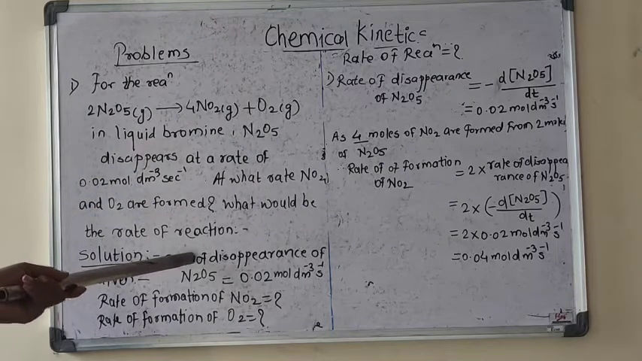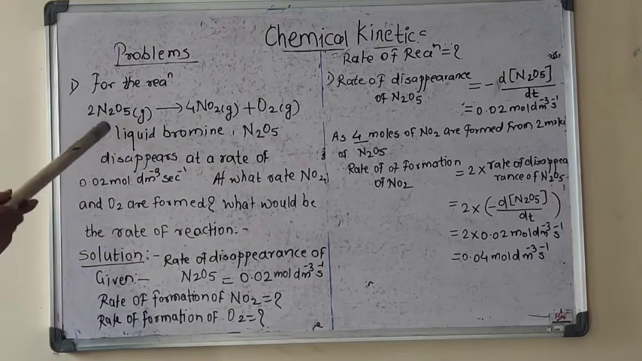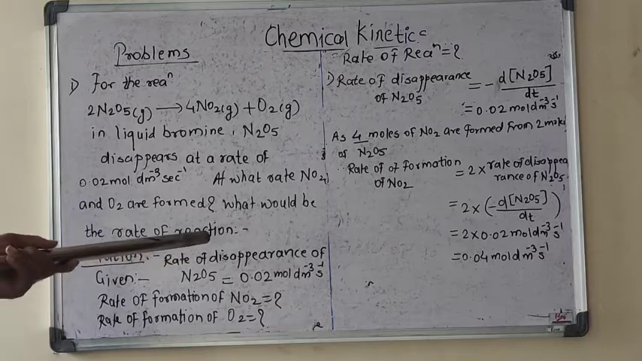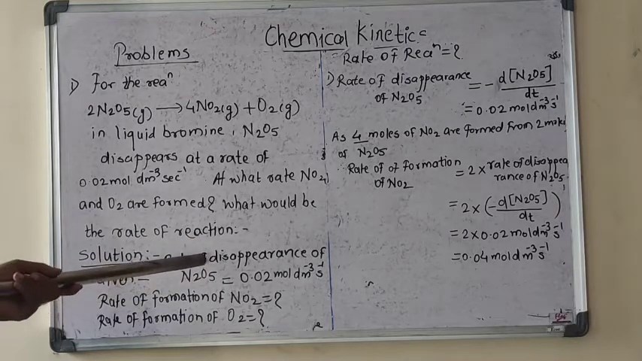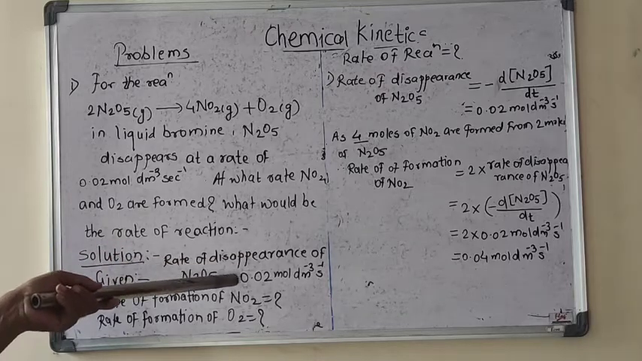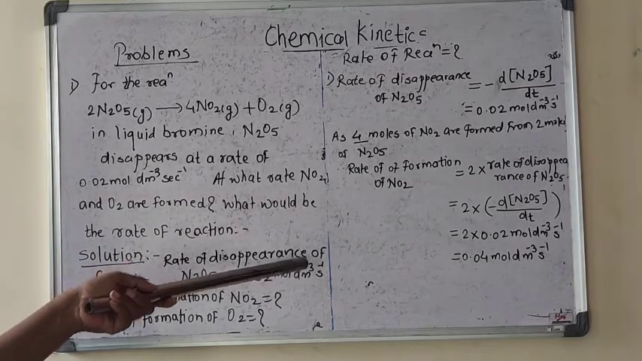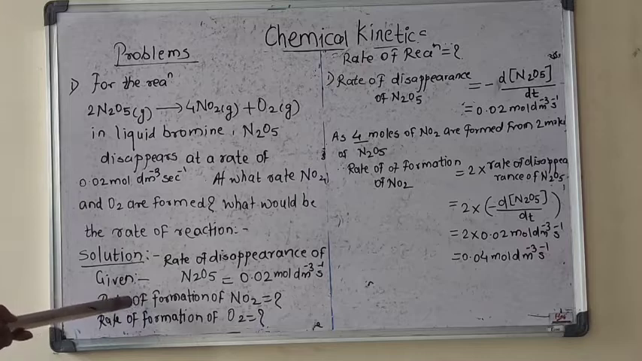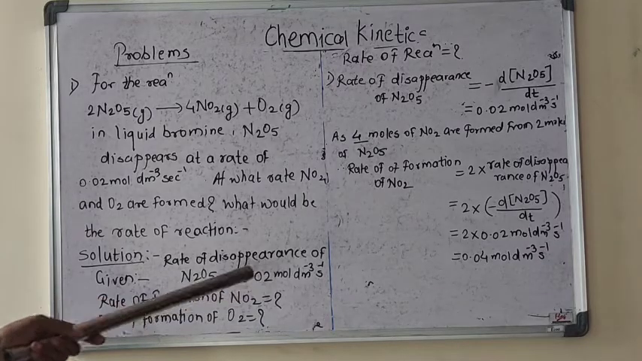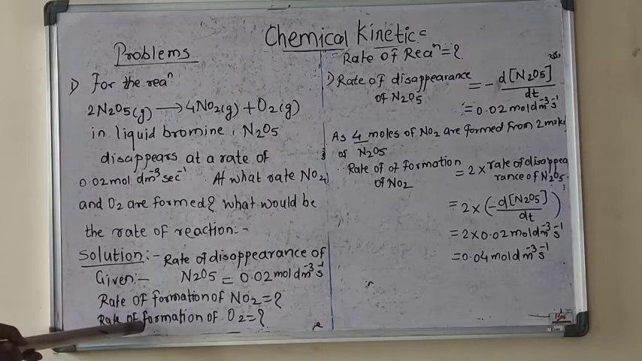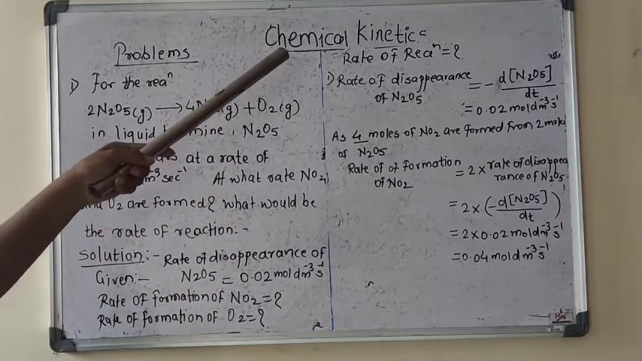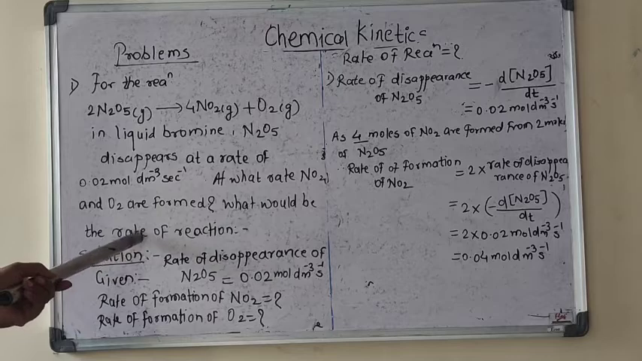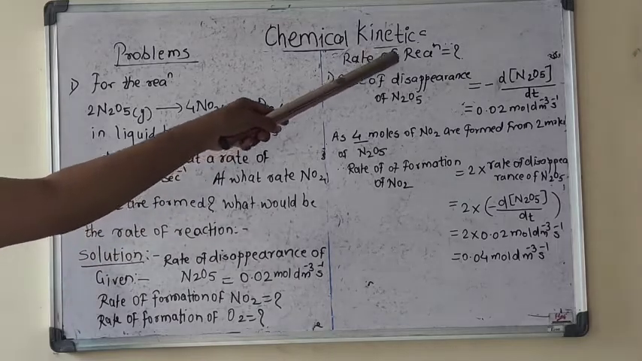So here is the rate of disappearance, meaning N2O5 as a reactant decomposes or is consumed in the progress of the reaction. So the rate of disappearance of N2O5 is equal to 0.02 mole per dm cube per second. The rate of formation of NO2 we have to find out, and the rate of formation of O2 also, and we have to find out the rate of the reaction.